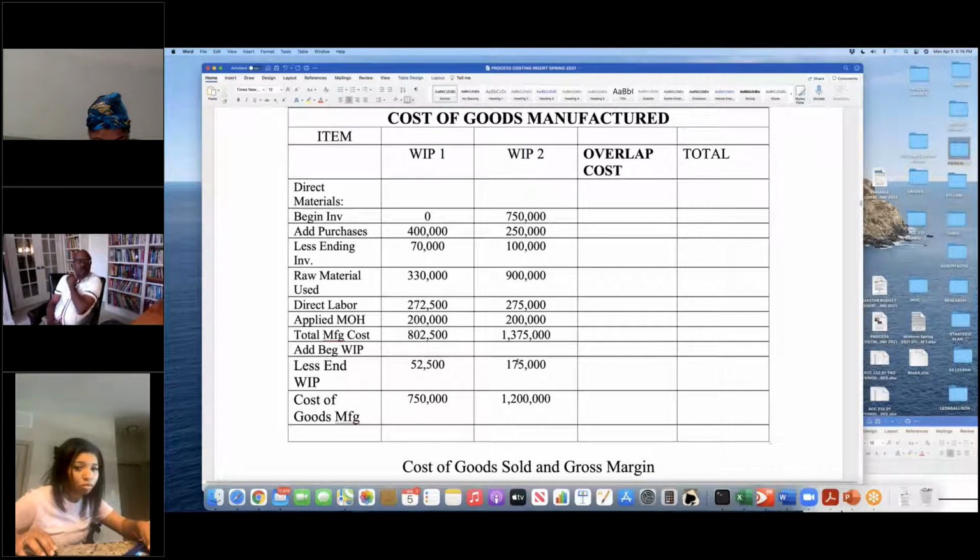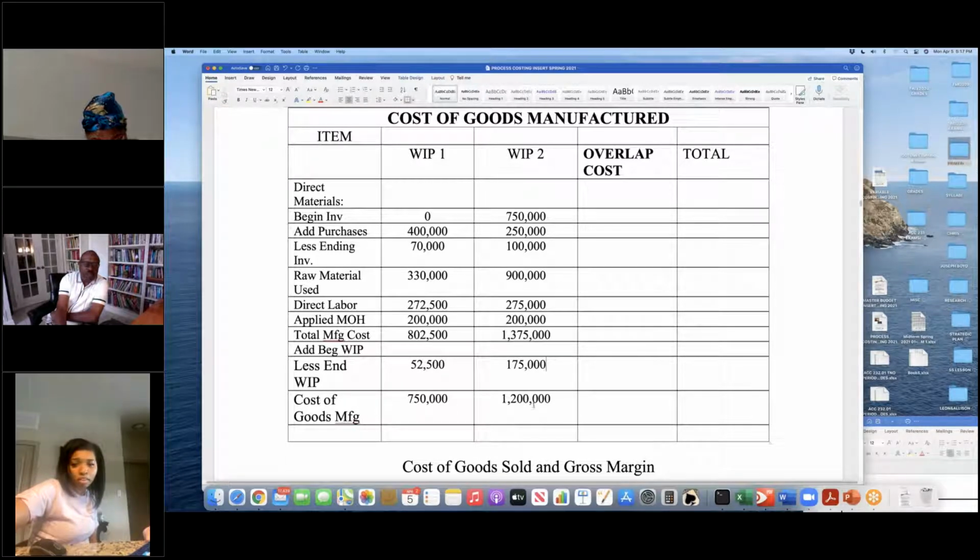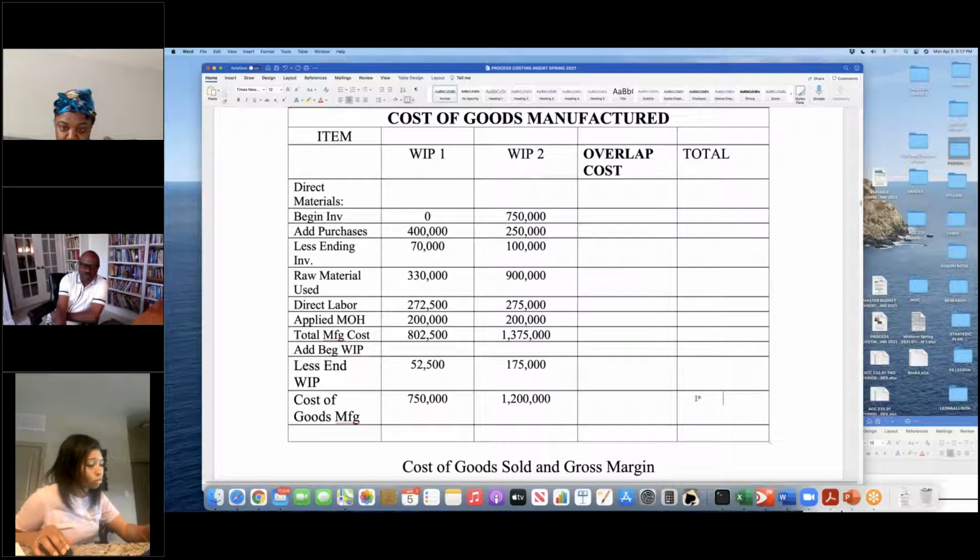So what is our total manufacturing cost, cost of goods manufactured? What does this say the total manufacturing cost was? Are we supposed to add 1.2 million plus 750,000? So it'd be 1,950,000, or no? Yes.